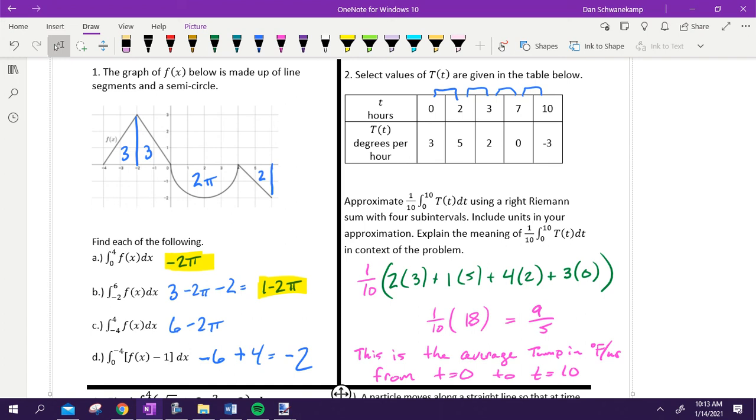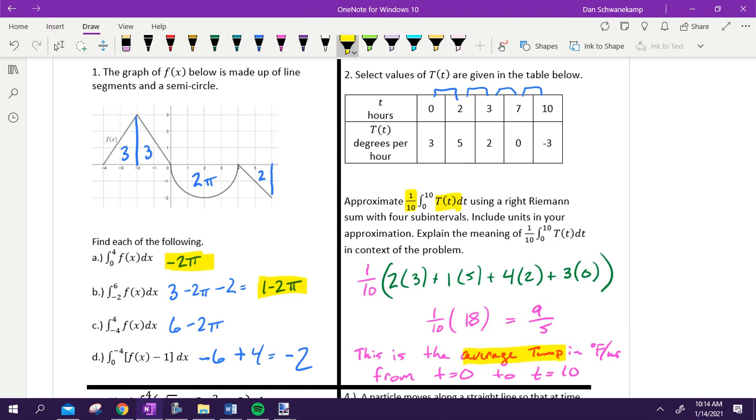For number 2, we did a right Riemann sum, but it was an average. Okay, some of you love to say average, even when it's not average. This is an average because I have the 1/10 in front. When you multiply by 1 over whatever your bounds are, that is an average. So what we found here, because I integrated temperature, was the average temperature in whatever units I started with over that time period from 0 to 10.